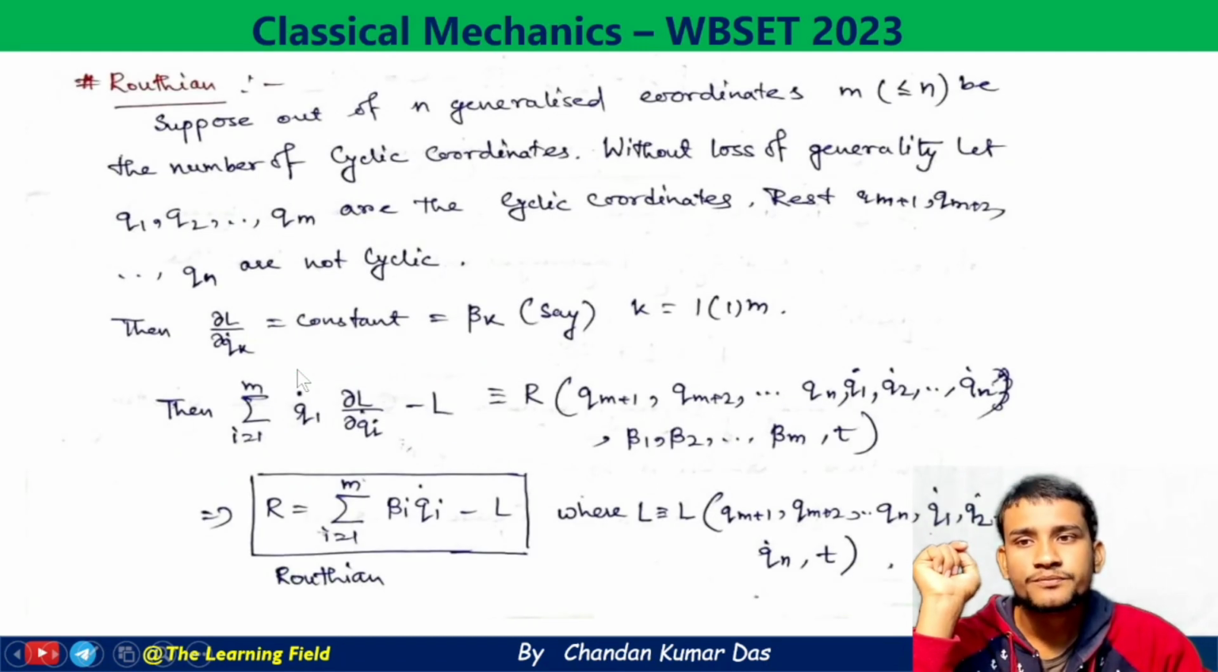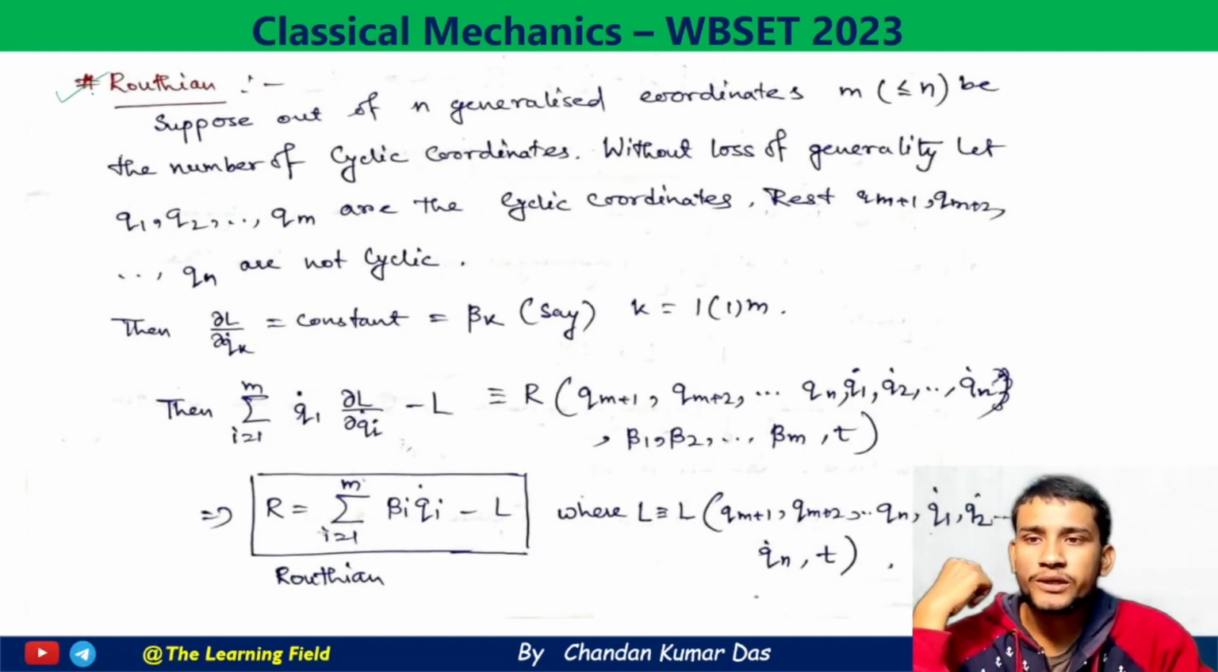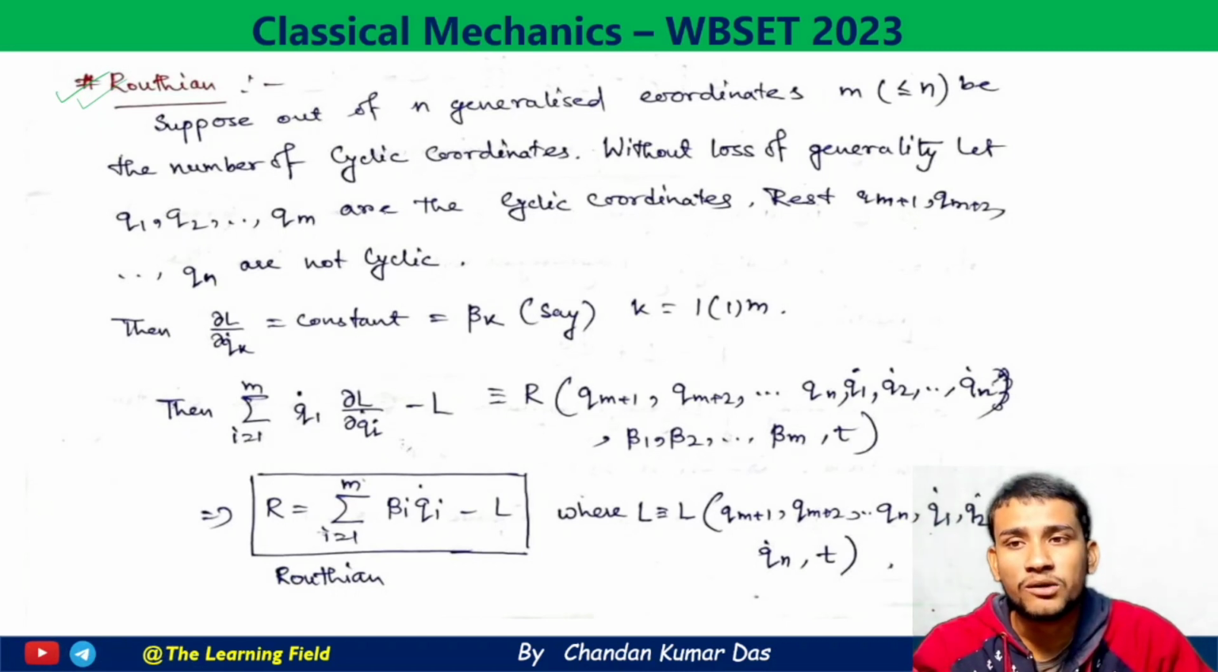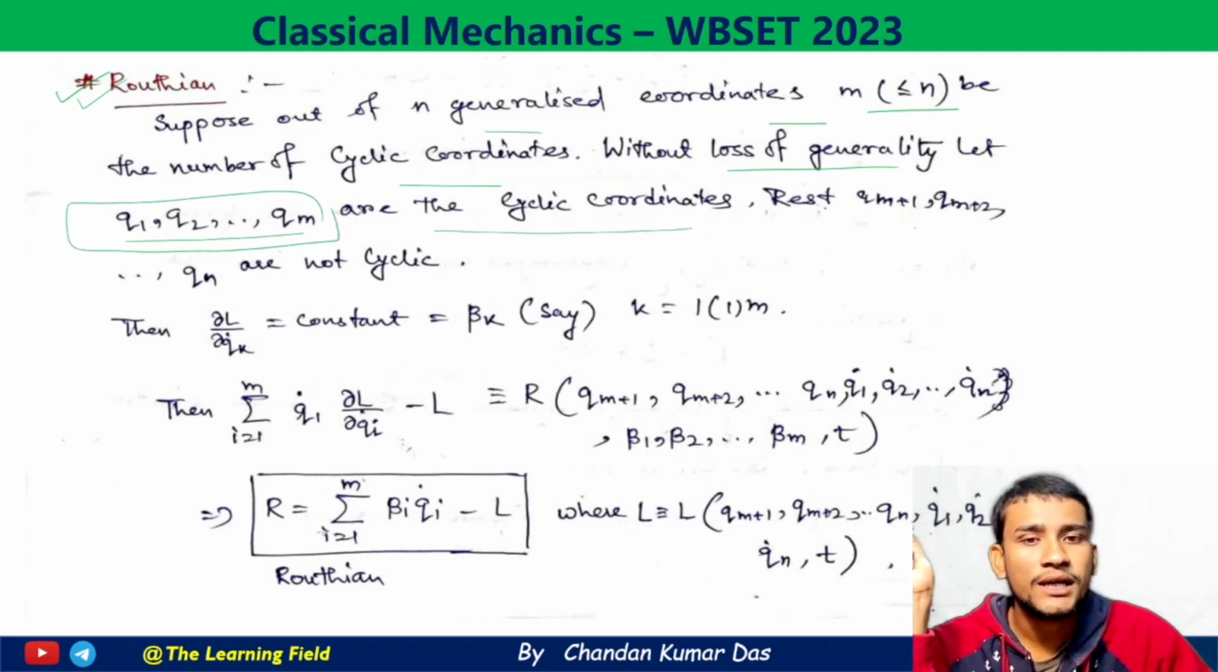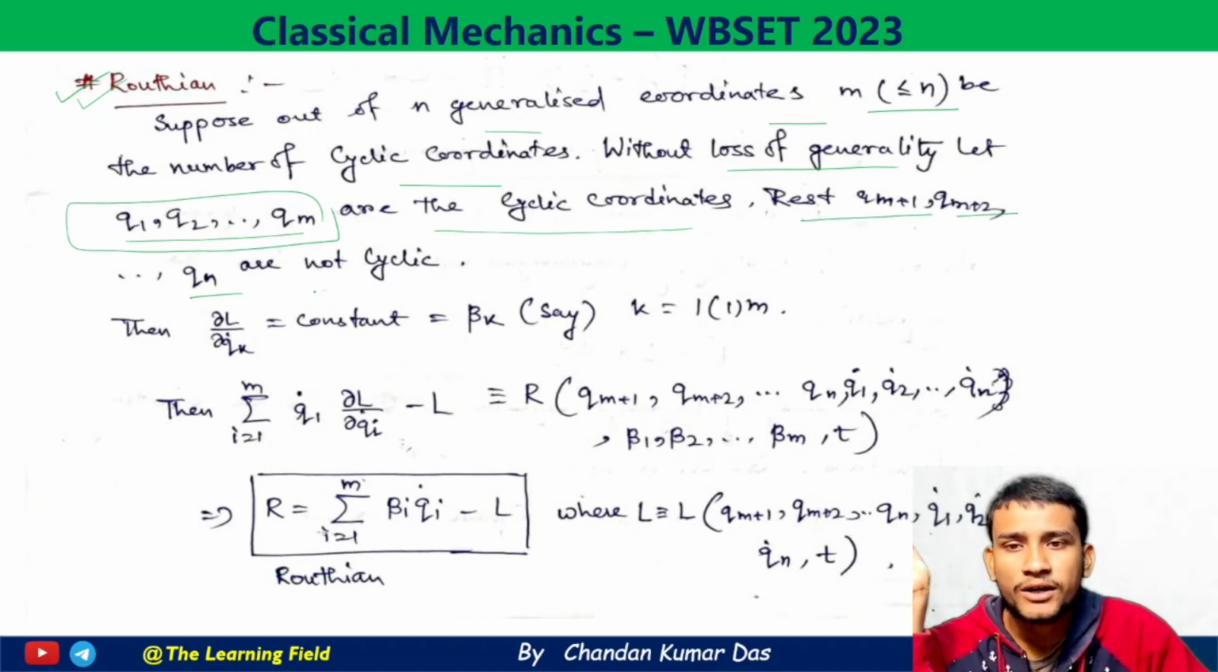Now it comes to another important topic, which is the Routhian. You have to calculate the Routhian; this type of question can be asked in our exam, West Bengal SET. Suppose out of n generalized coordinates, m, which is less than or equal to n, is the number of cyclic coordinates. Without loss of generality, let q1, q2, ..., qm be the cyclic coordinates. That means these coordinates are absent in the Lagrangian. Then the rest, q(m+1), q(m+2), ..., qn, are not cyclic.